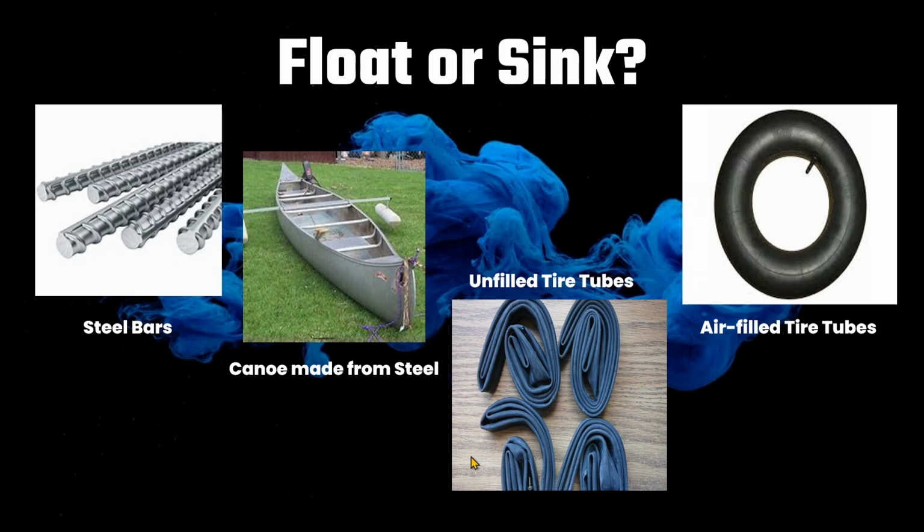The same is true for the two pictures here for the tire tubes. The secret lies in the shape and density of these objects. For example, a steel bar is solid, so its density is greater than water. But a ship isn't just solid steel. It has a hollow space inside.